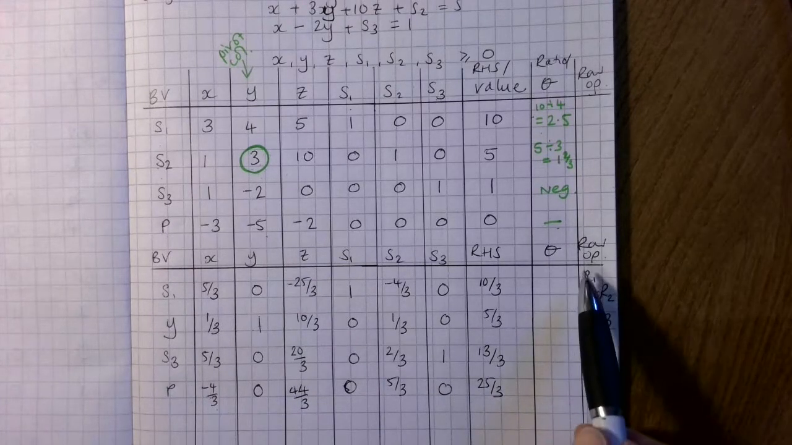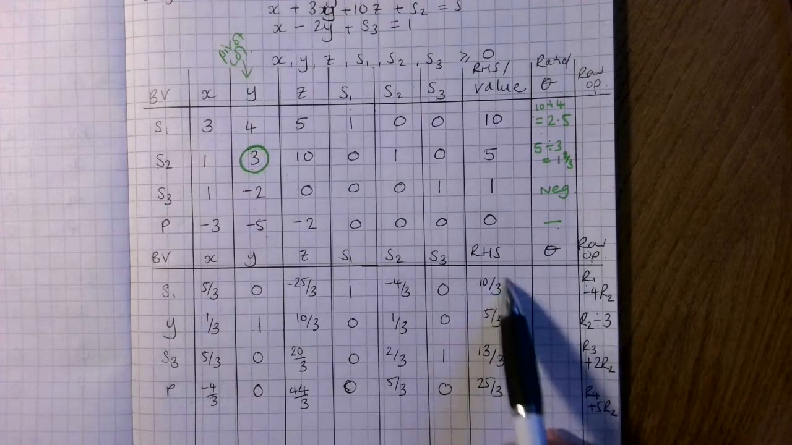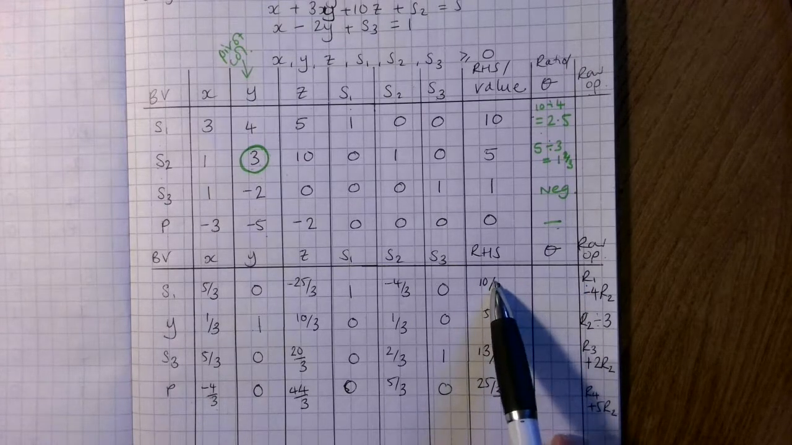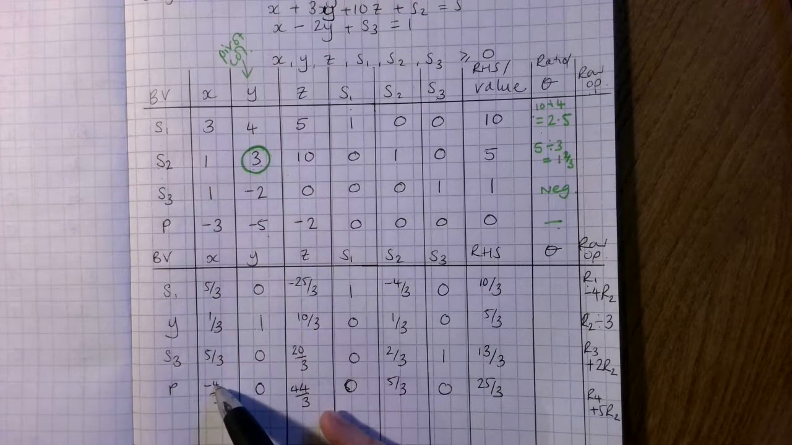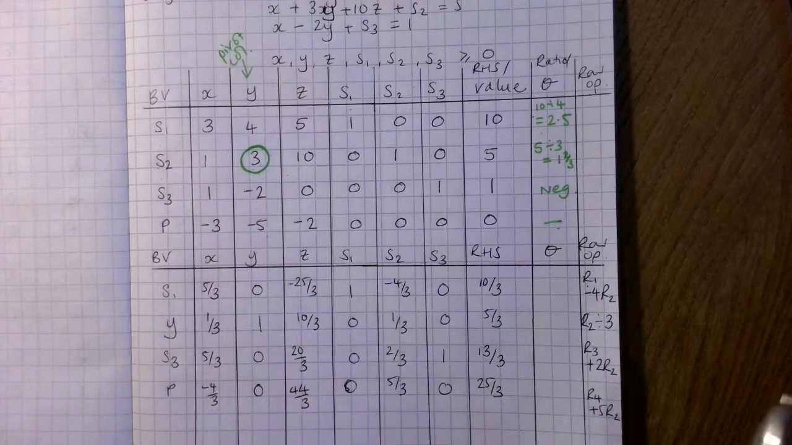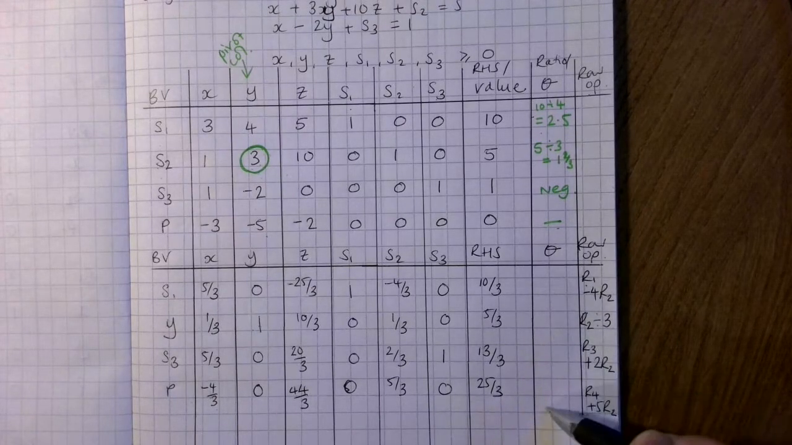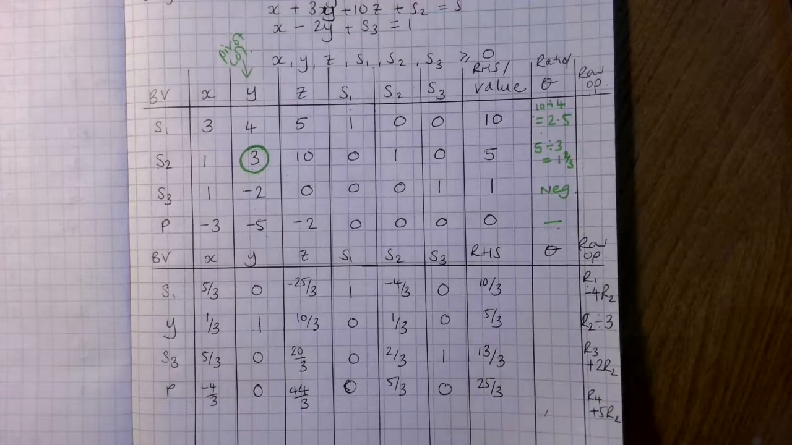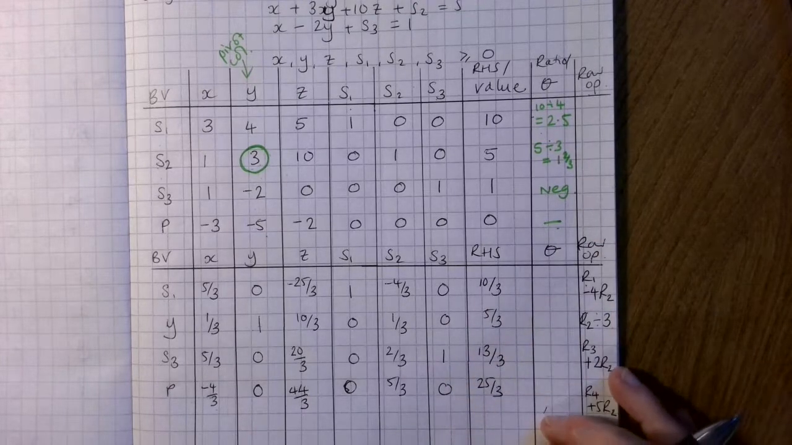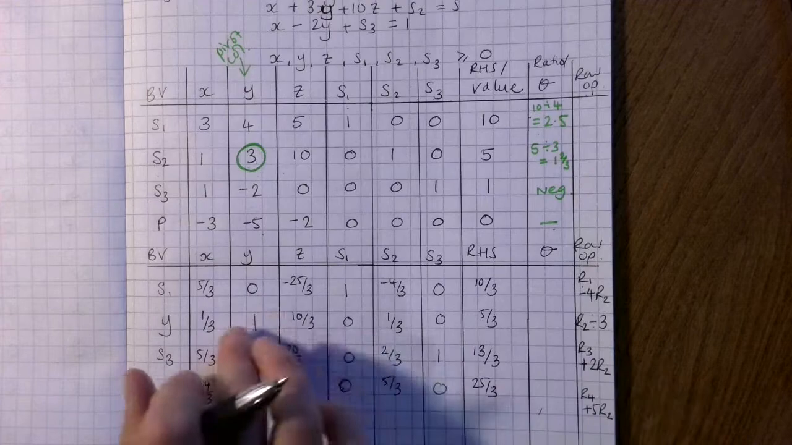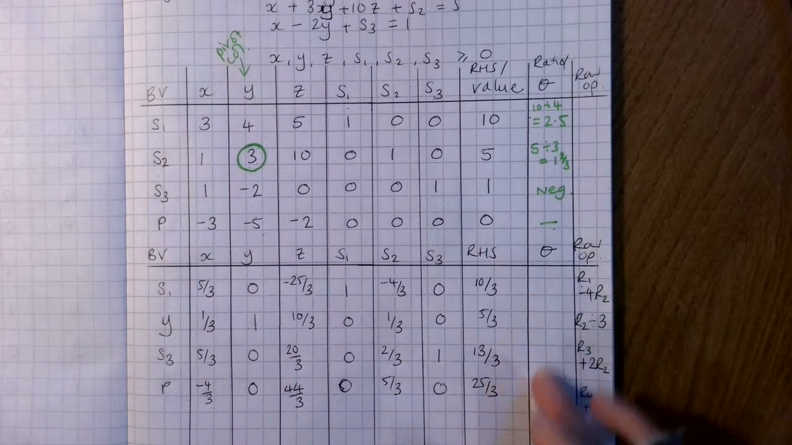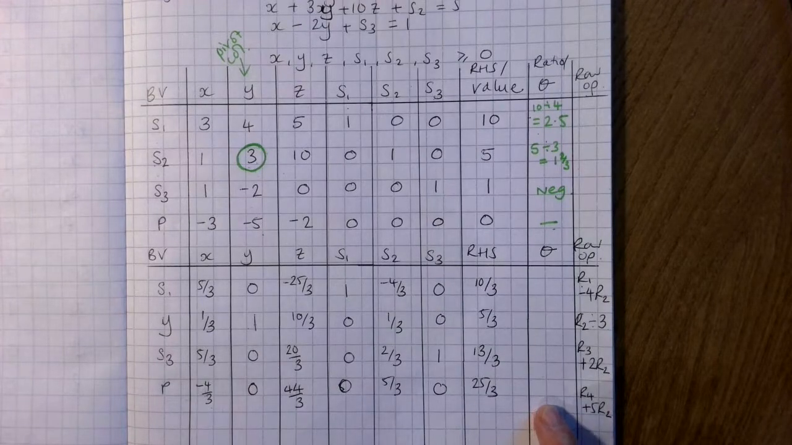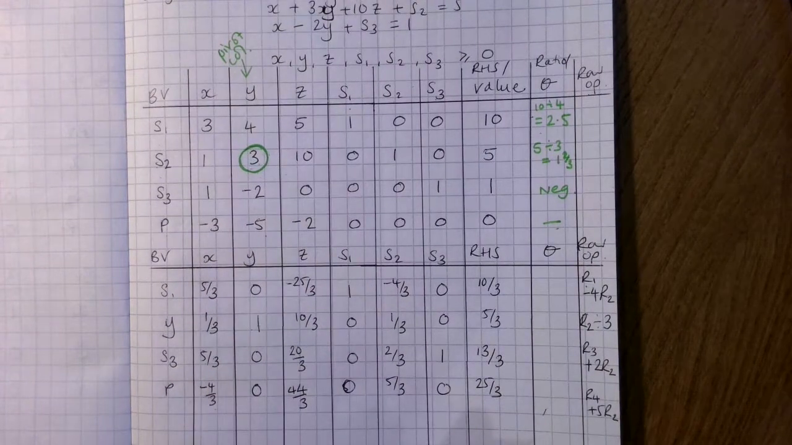So you can pause it and you can do that. It's the number in the right hand side or the value column divided by the number in the pivot column. So 10/3 divided by 5/3. So pause it there. See if you get the same numbers as me. When you unpause it, my answers will be there. And see if you've identified the correct pivot element. It's the smallest positive ratio that tells us which one we want to use.